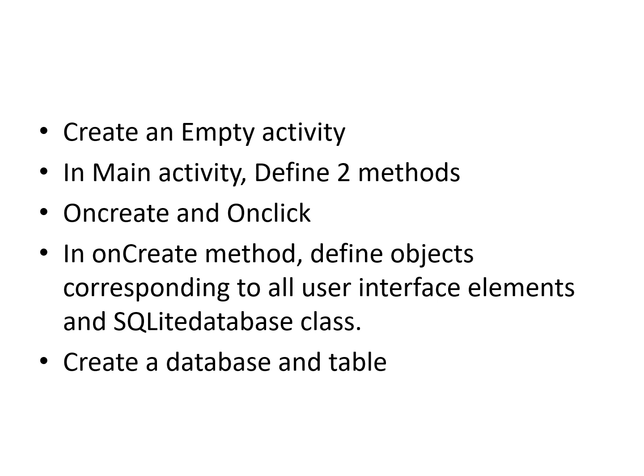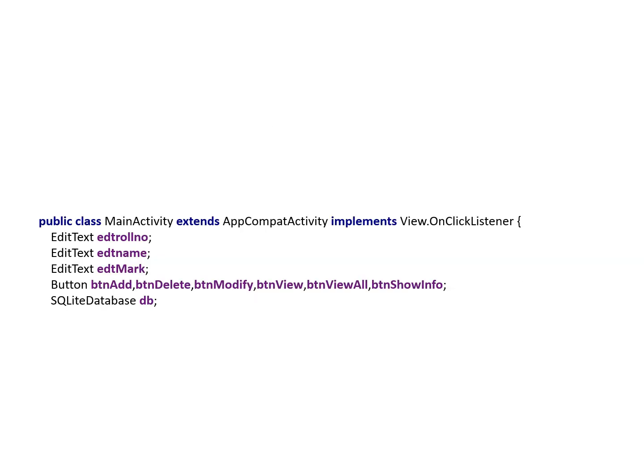In the main activity, that is in the Java file, we have to define two different methods, the onCreate method and the onClick method. In the onCreate method, we will be creating objects corresponding to the different user interface elements which we have created in the XML file, and also we will be creating an object of the SQLiteDatabase class for creating a database and table. In the onClick method, we will be writing code for handling different buttons.